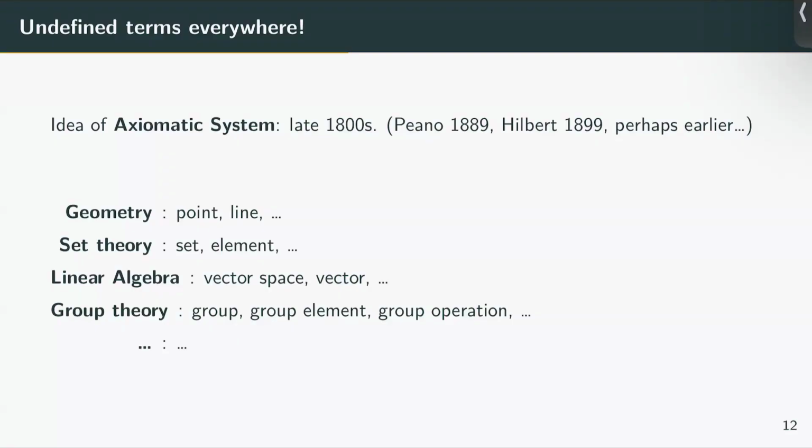Also, if you've done any abstract linear algebra, a vector space and a vector are undefined terms. If you've done some group theory, for instance, if you've taken Math 525, a group and a group element and the group operation are undefined terms in that context. And of course, there are many, many more examples throughout mathematics of these axiomatic systems where we have undefined terms with axioms that relate how these things fit together.